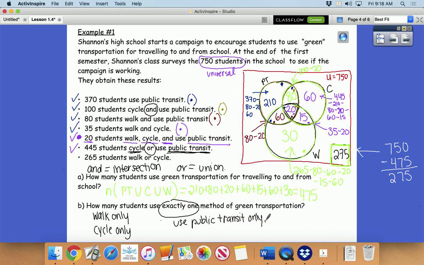So walking only should be 30. So you would say 30. Cycling only would be 60. And public transit only would be 210.